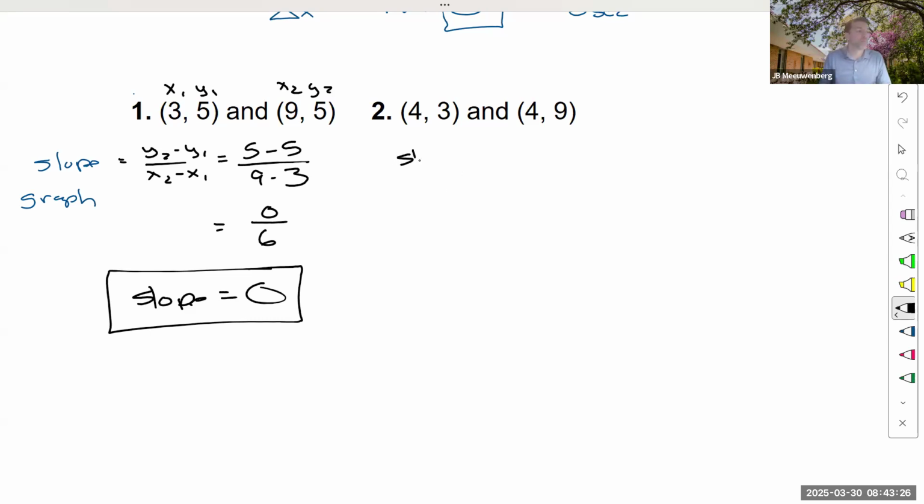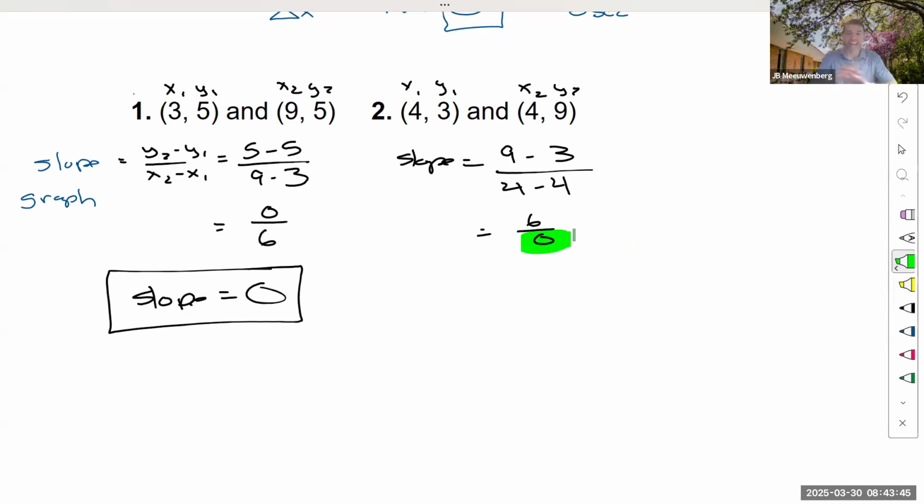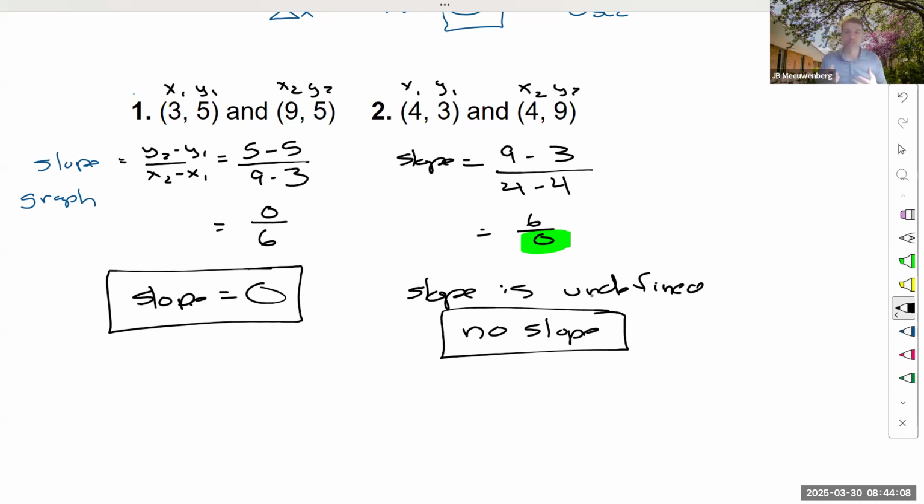For this one, our slope is equal to, x1, y1, x2, y2, 9 minus 3 over 4 minus 4, which is equal to 6 over 0. And hopefully you remember that when you have a 0 in the denominator, that's not allowed. You can never divide by 0. And so we say that our slope is undefined. When you have a 0 in the denominator, this fraction is undefined, or we can also say there is no slope because it's not allowed. So the line between these 2 points would have no slope.